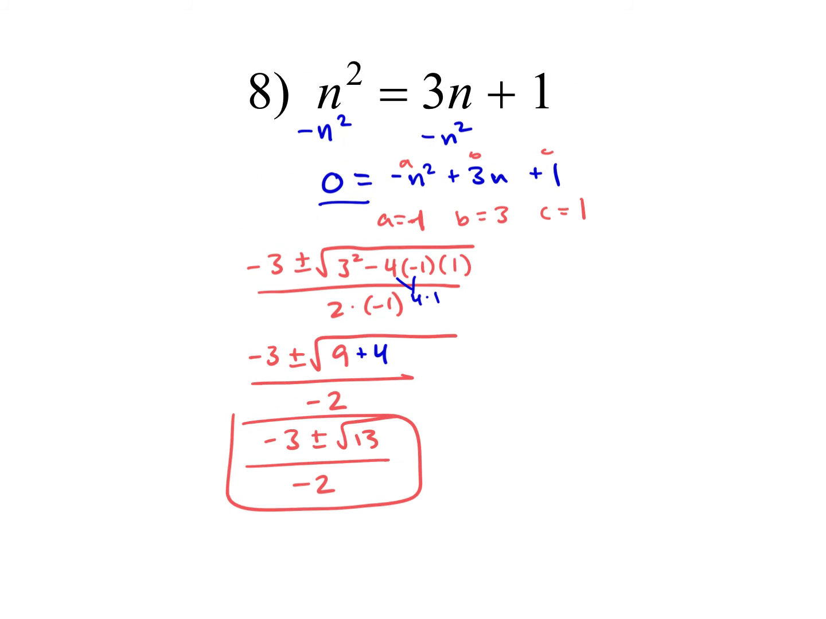If you did it the other way and moved everything to the left, you should have had positive 3 and positive 2. But the numbers should have been the same.